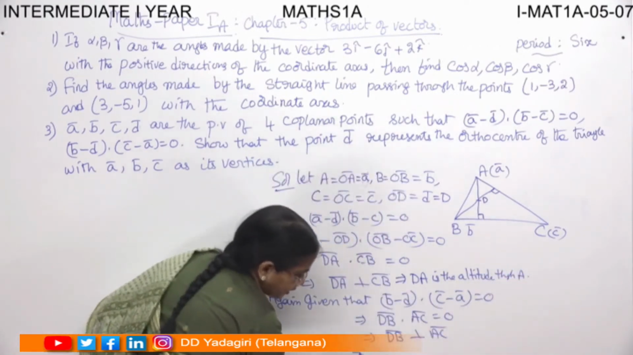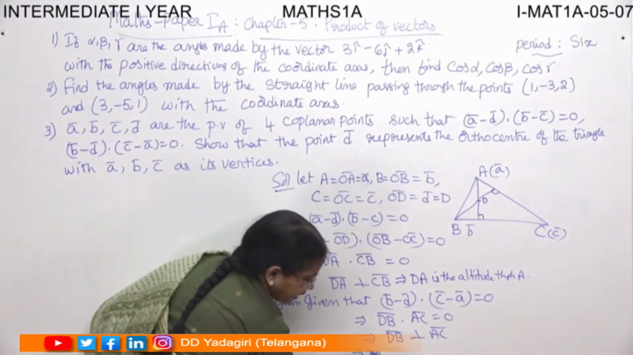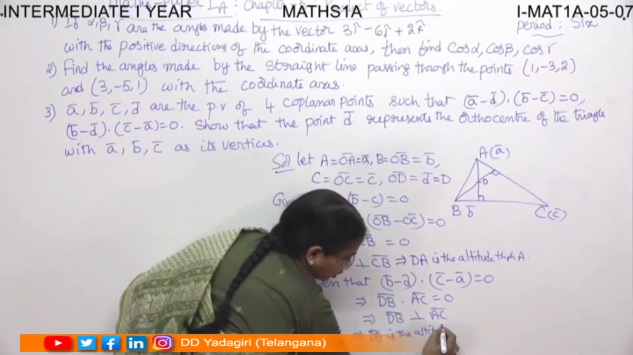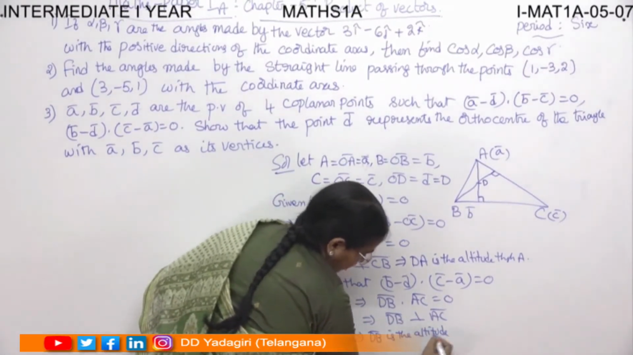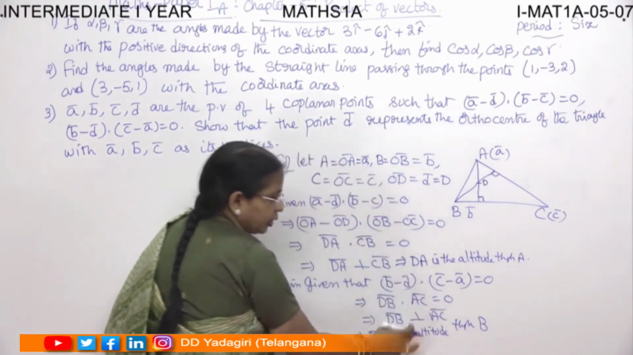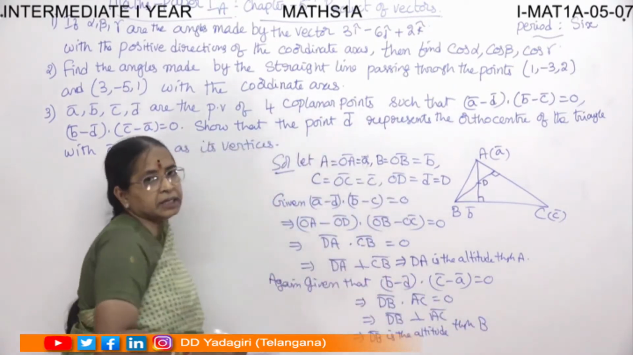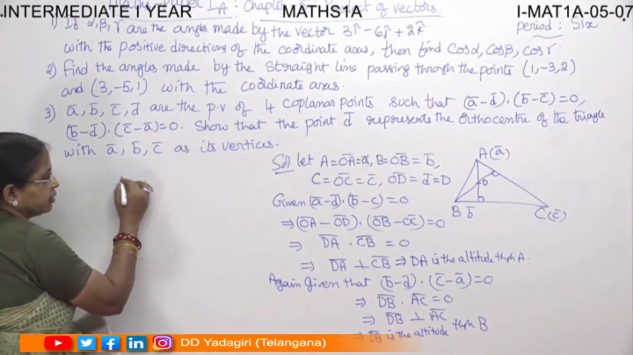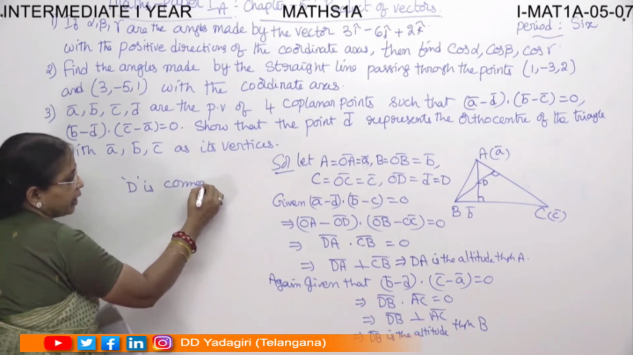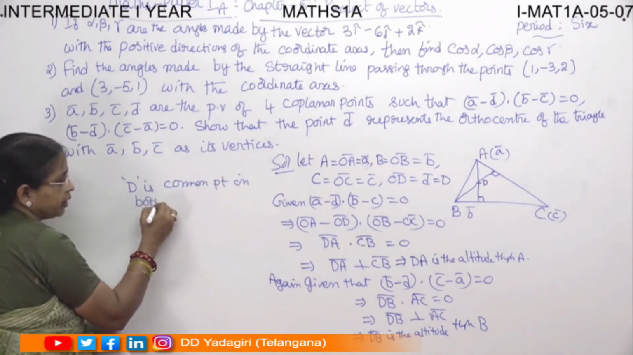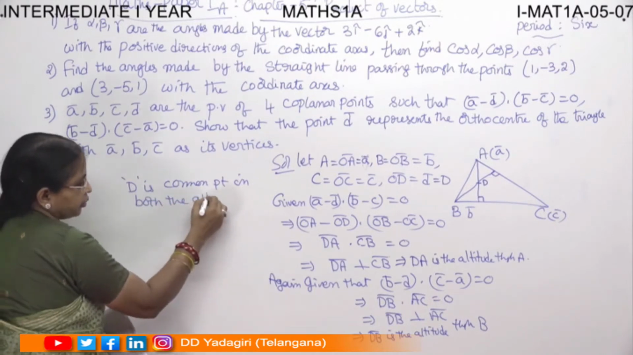And from this you can say that DB is the altitude through B. So in both the altitudes you have the point D in common. So D is the common point in both the altitudes.